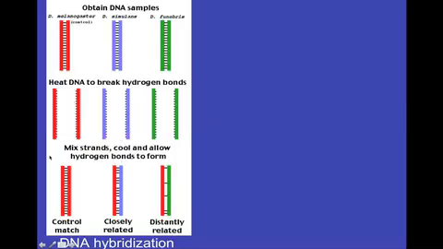What you could then do, if you really want to be, you know, Dr. Frankenstein, is to either allow the double-stranded DNA to reunite, so we now have the red one back together again, or you could hybridize. So you have one strand of DNA from one species and another strand of DNA from a different species.